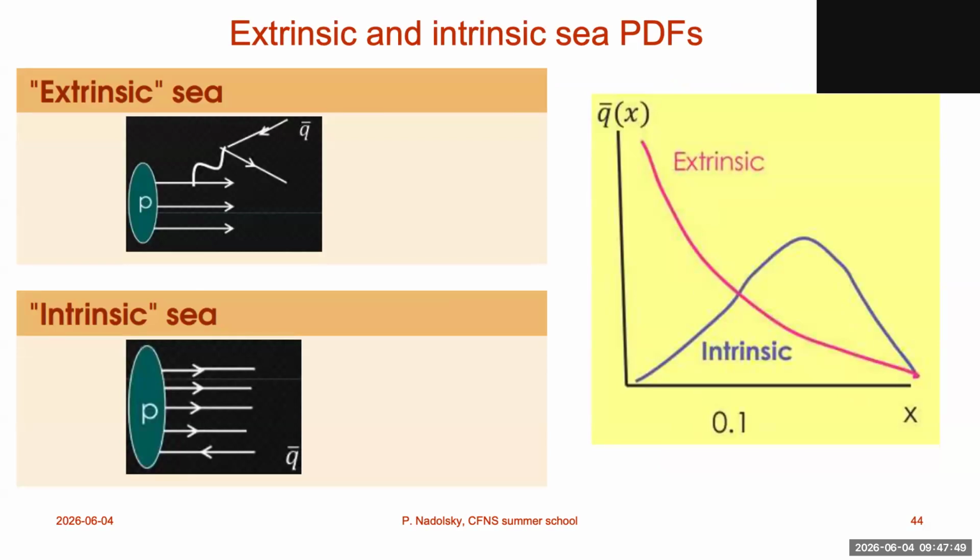There are two so-called mechanisms. One is so-called extrinsic C production. Roughly speaking, this is the production of C quarks and anti-quarks in pairs through gluon radiation. But you could also have so-called intrinsic C contributions. And so, how do you understand the intrinsic C contribution?